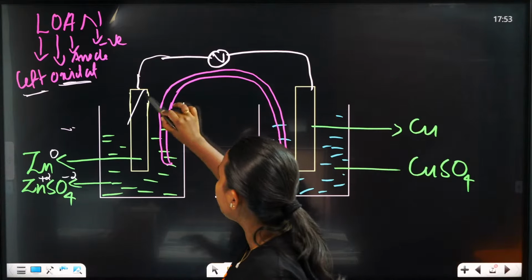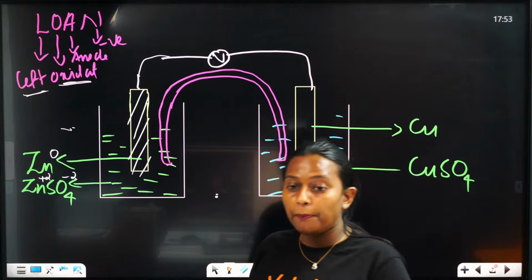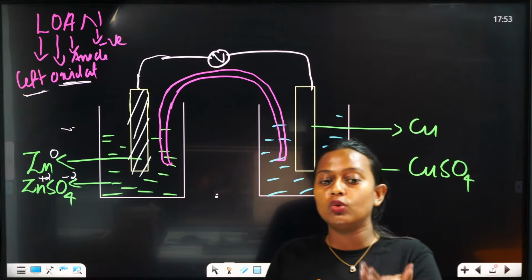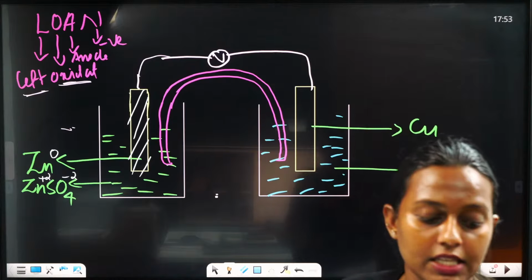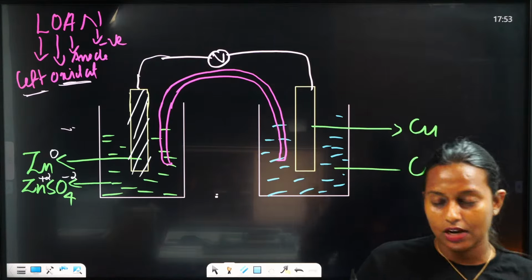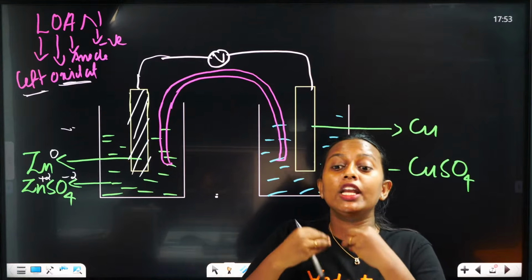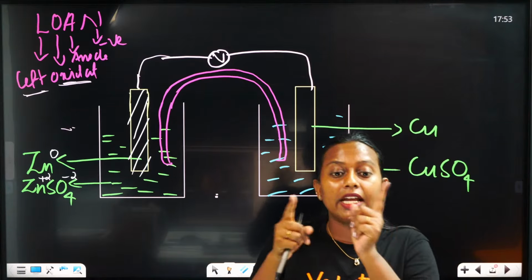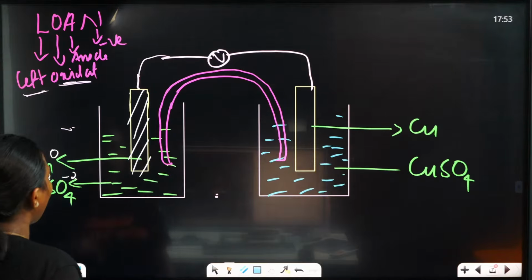You can see the metal is there. Copper metal loses 2 electrons. Okay, so not copper metal, zinc metal. Zinc metal loses 2 electrons and becomes Zn2+. Okay, simple. So what will happen?